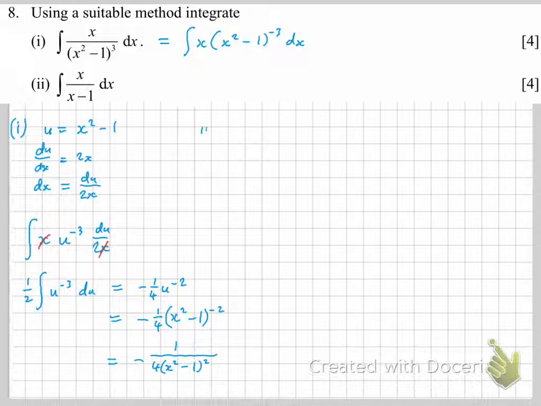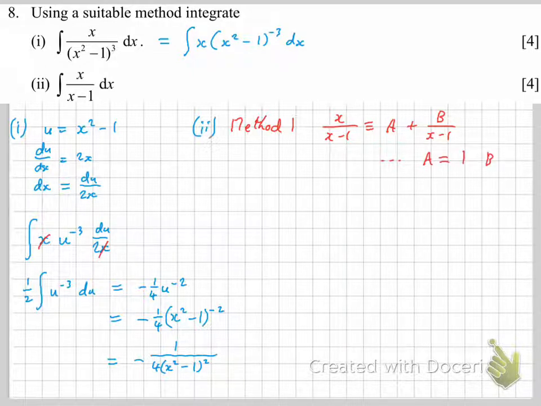And part 2. There's a few different ways of doing these. Here's one. It's partial fractions, so you can spot that it's an improper fraction, and you can therefore write it as a plus b over x minus 1 for some integer values a and b. And if you work those out, you will get that a is 1 and b is minus 1. And then you've got something that you can integrate pretty straightforwardly.